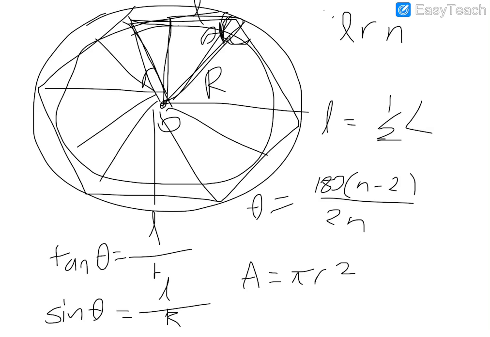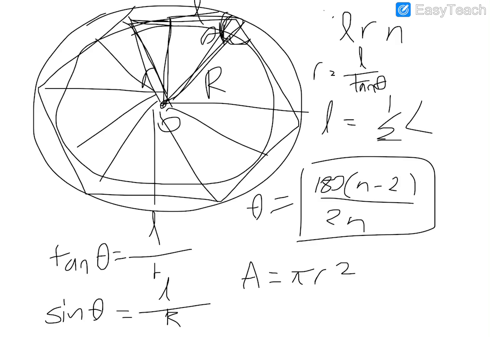And since r is equal to little l over tan theta, where theta is equal to this thing, that means just with one side we can figure out the area of the entire polygon as long as it's a regular polygon.